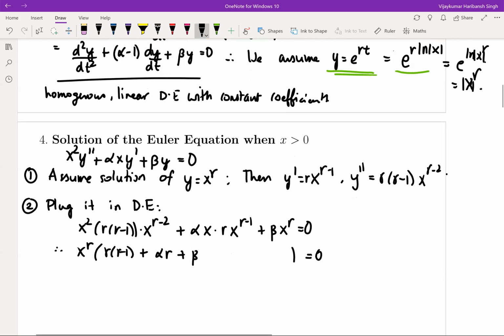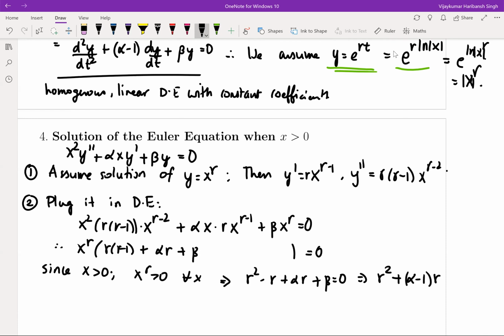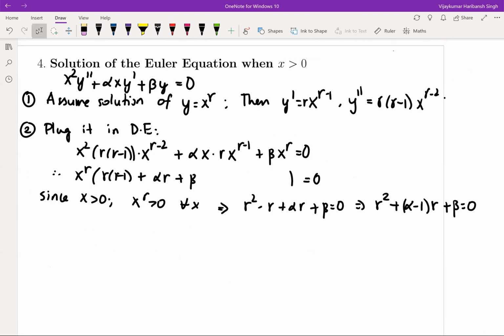Now, since x is greater than 0, x to the r is greater than 0 for all x, this implies r squared minus r plus alpha r plus beta equals 0. Or in other words, you're solving r squared plus alpha minus 1 times r plus beta equals 0. So this is an equivalent of the characteristic equation, right? So what we do is we solve it using the quadratic formula.